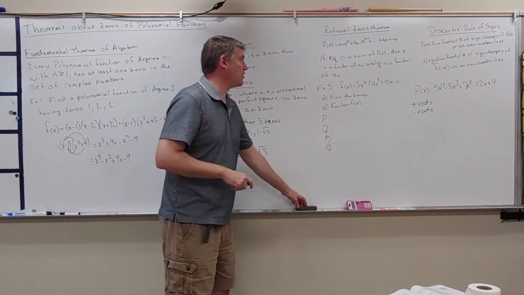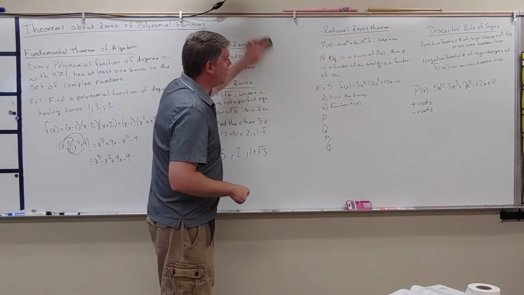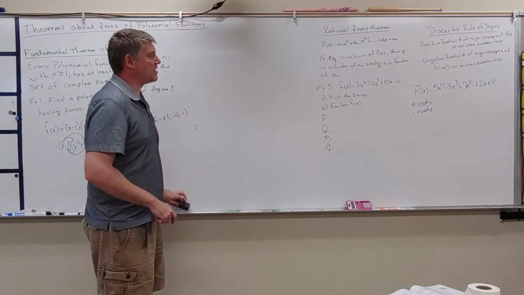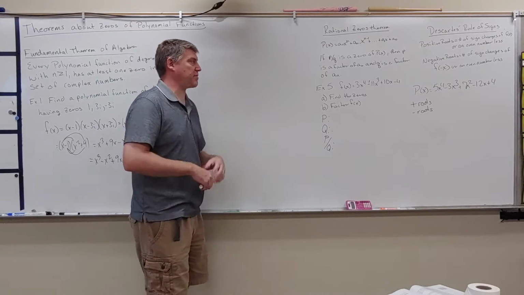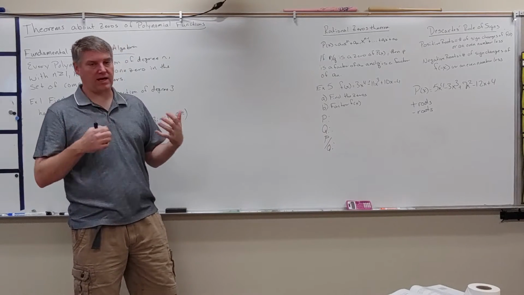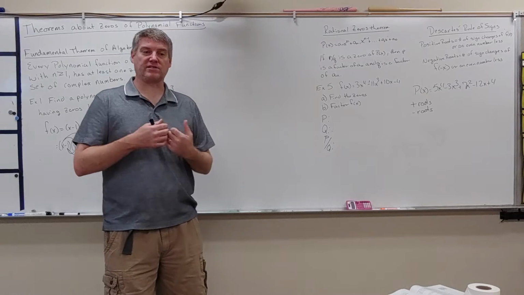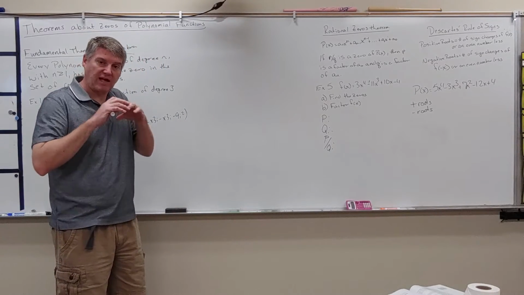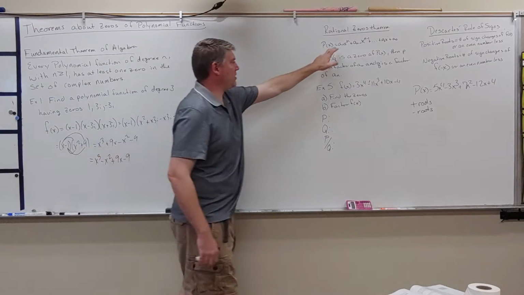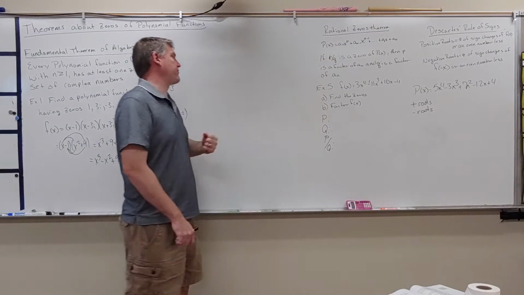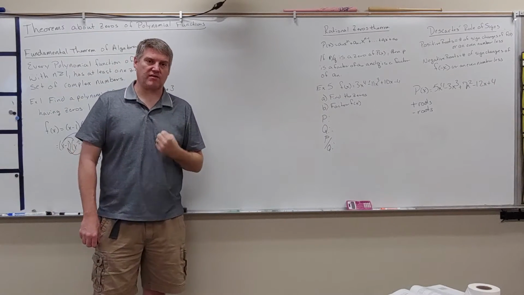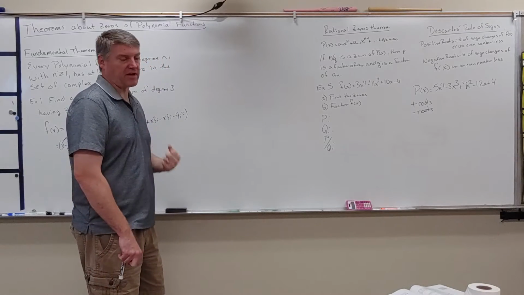The rational zeros theorem. So if we have a polynomial function, p of x equals a sub n x to the nth power plus a sub n minus 1 x to the n minus 1, dot dot dot, a sub 1 x to the first plus a sub 0. So that's our polynomial function. We want these to all be integers. If p over q is a zero of p of x, then p is a factor of a sub 0, and q is a factor of a sub n.